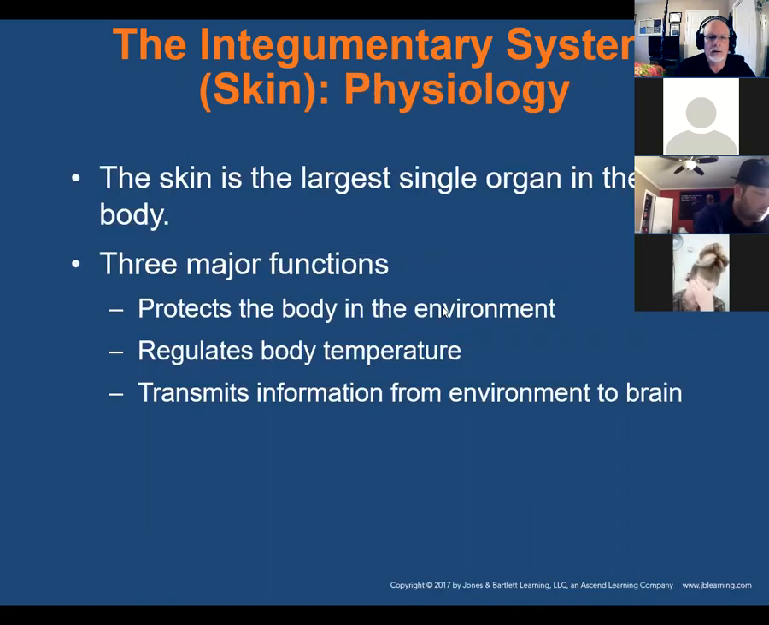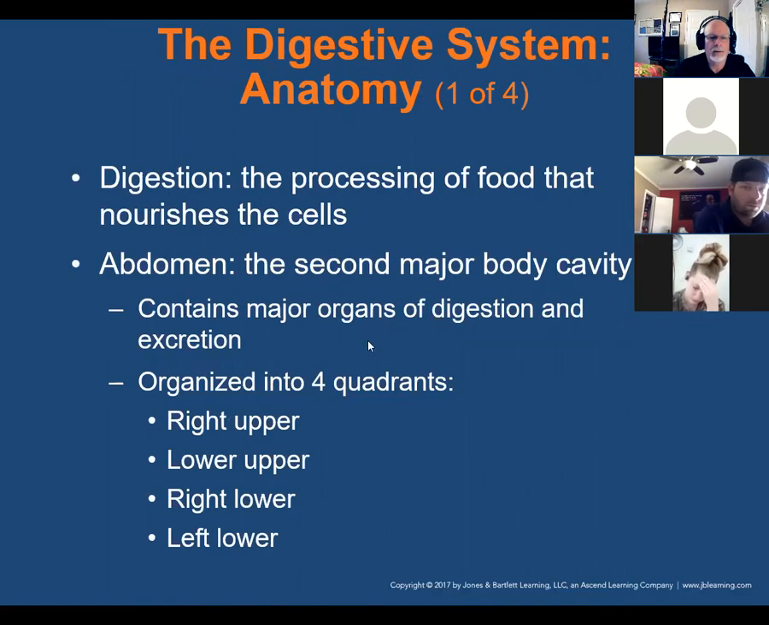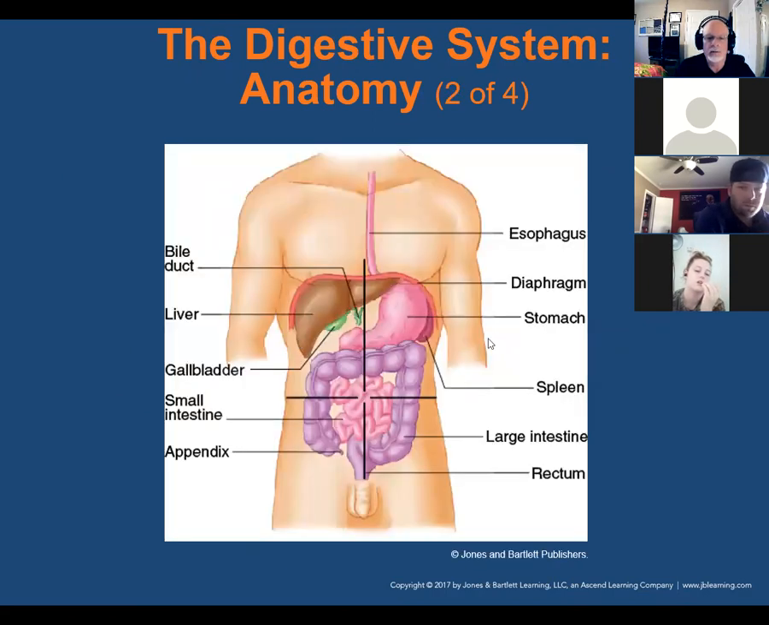Okay, dermis, epidermis. I'm about done. I already talked about quadrants, right? There you go. Liver, stomach. There's a little esophagus coming down. Diaphragm divides the thoracic cavity from the abdominal cavity. The predominant organ in your abdomen is your small intestine.